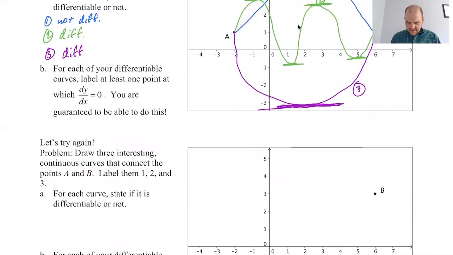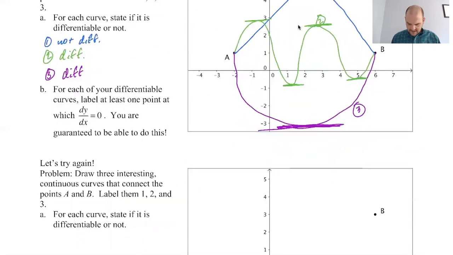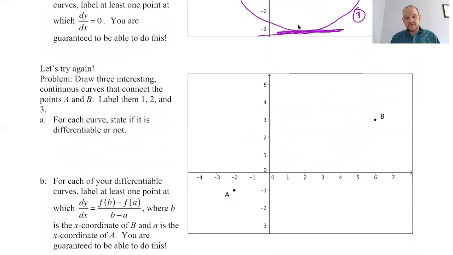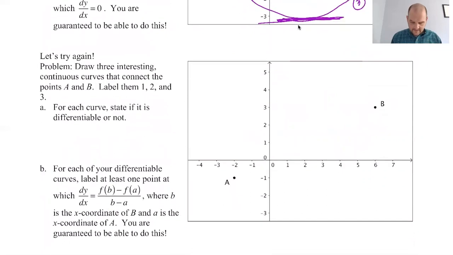So in this problem, A and B are on the same horizontal line. So maybe that had something to do with it. In this case, they're not. So let's roll it back. So I'm going to make them just differentiable.